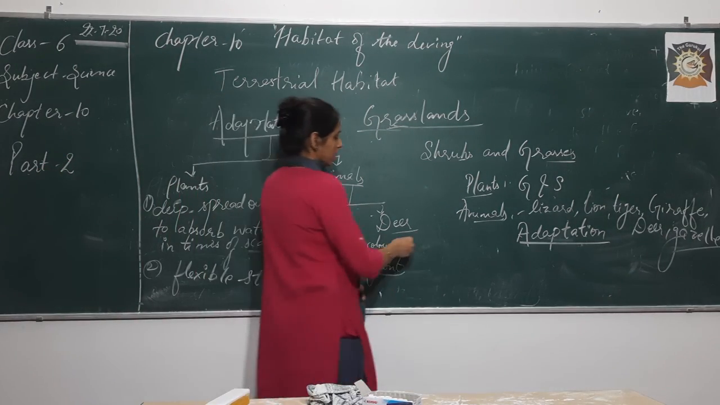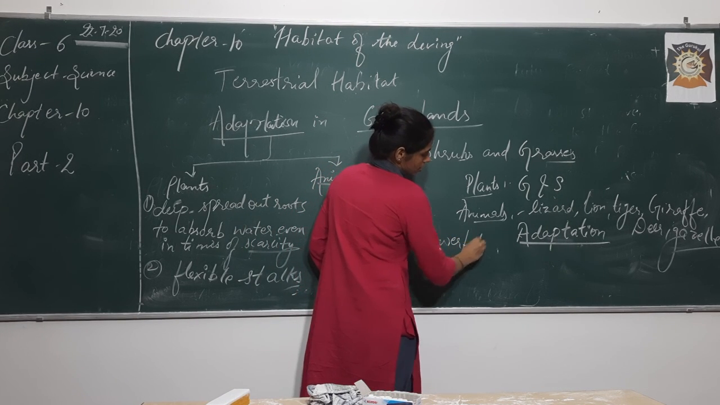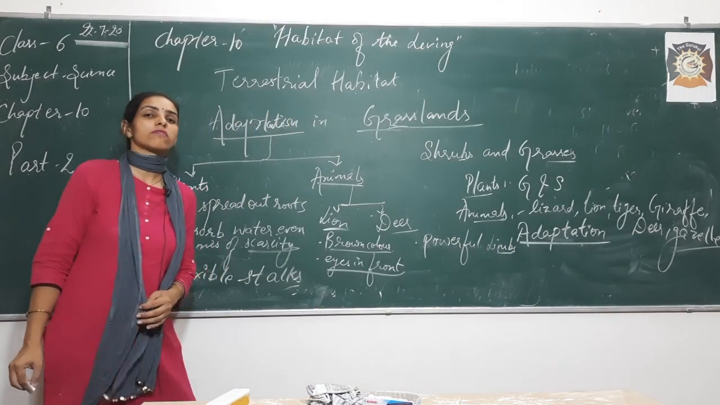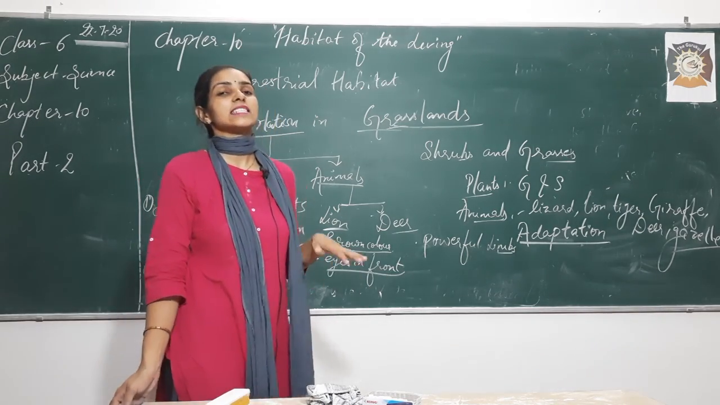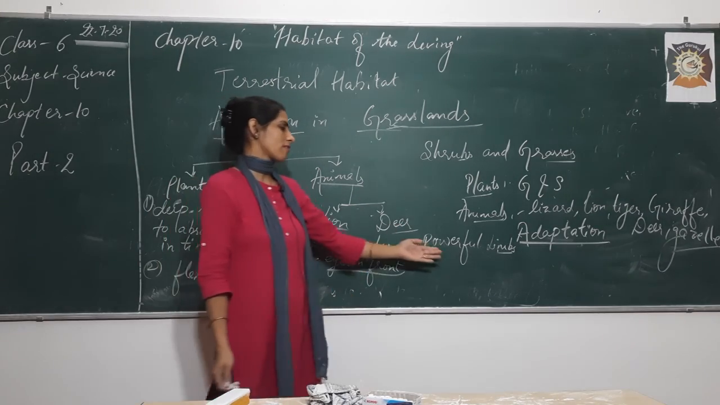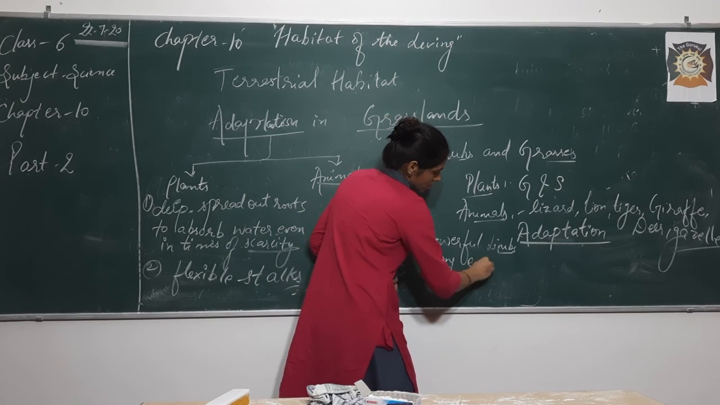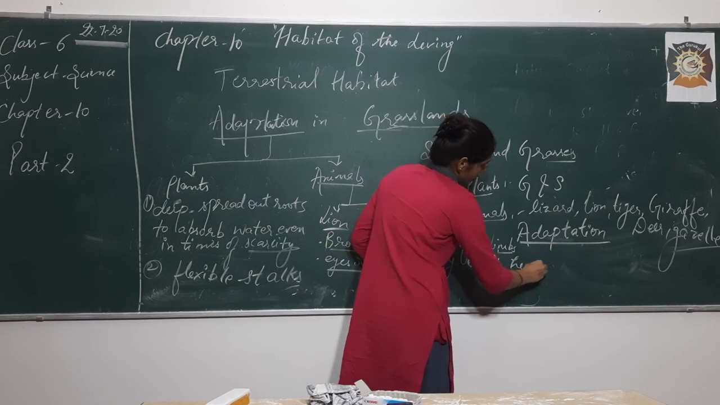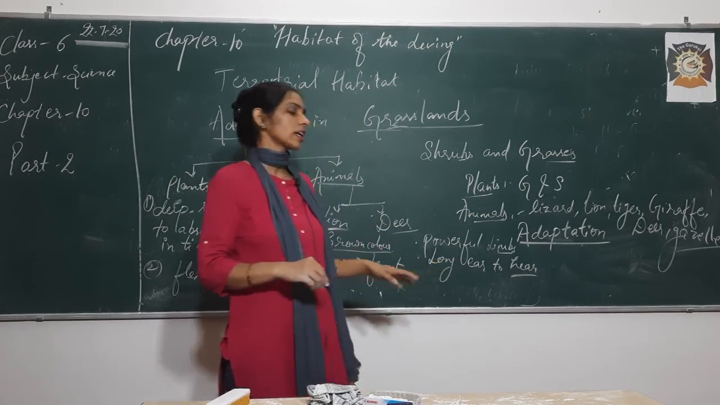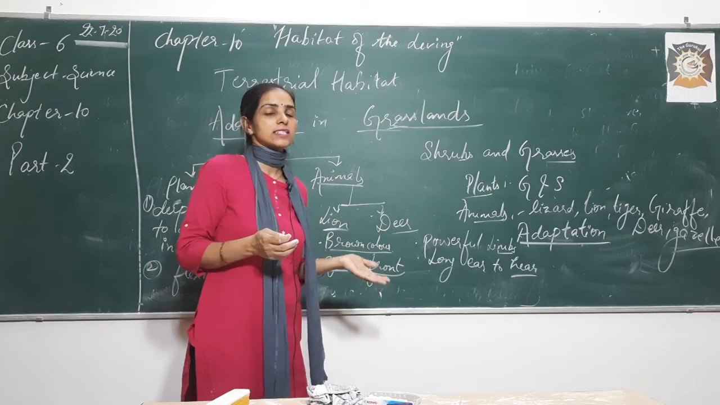okay. In the same manner, deer are having powerful limbs. Why powerful limbs? So that they can protect themselves from their enemies or predators. They can escape from their predators, right? So they are having powerful limbs. Then long ears to hear very small sounds as well, okay? To hear very low sound, it has long ears so that it can protect itself by hearing the sound of any animal if it is approaching it, right?